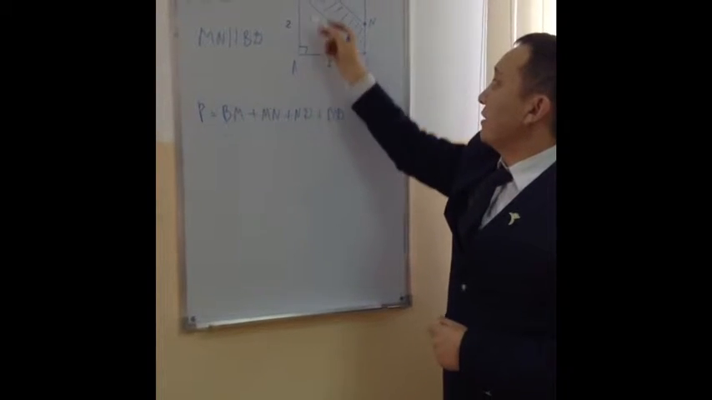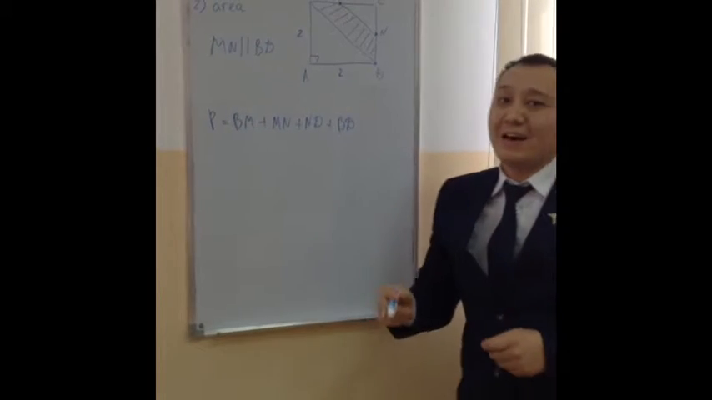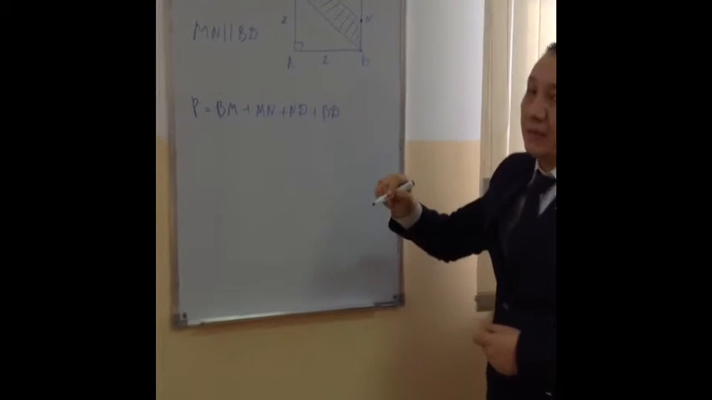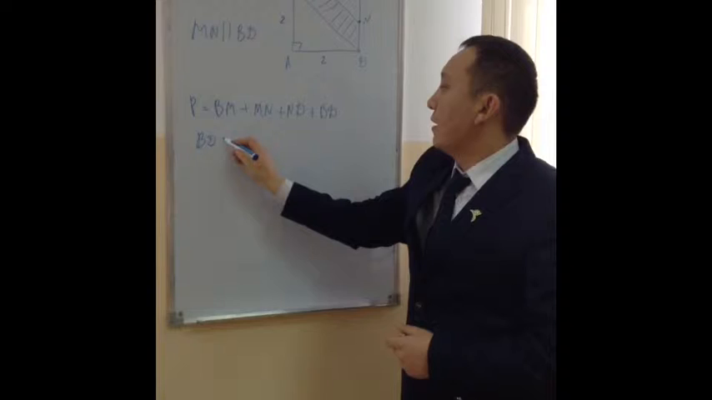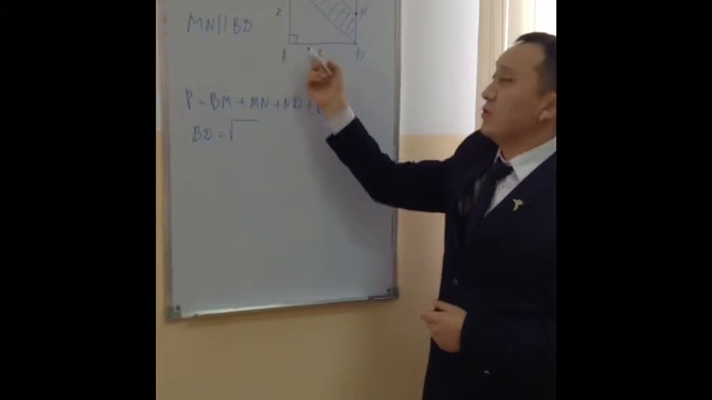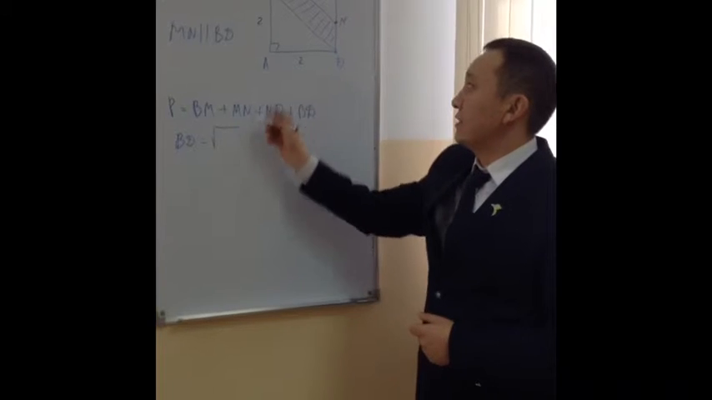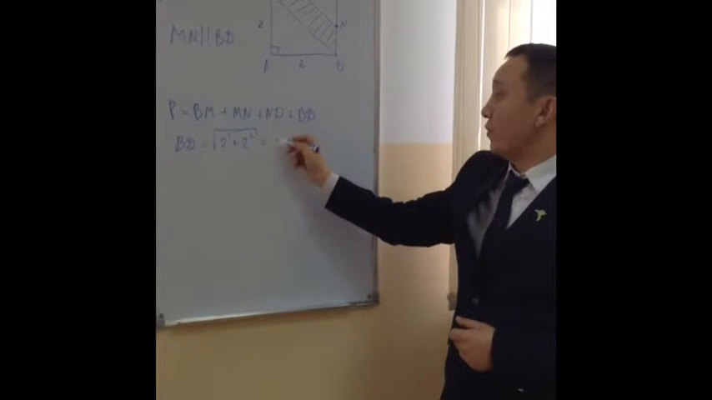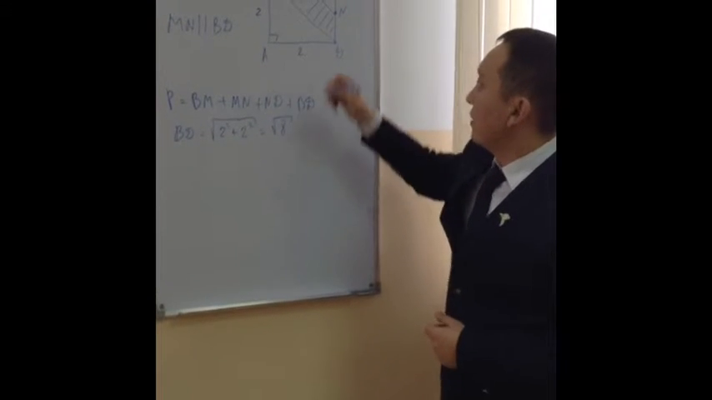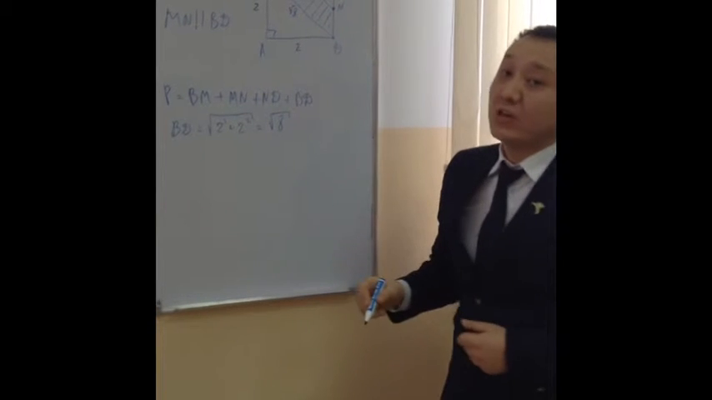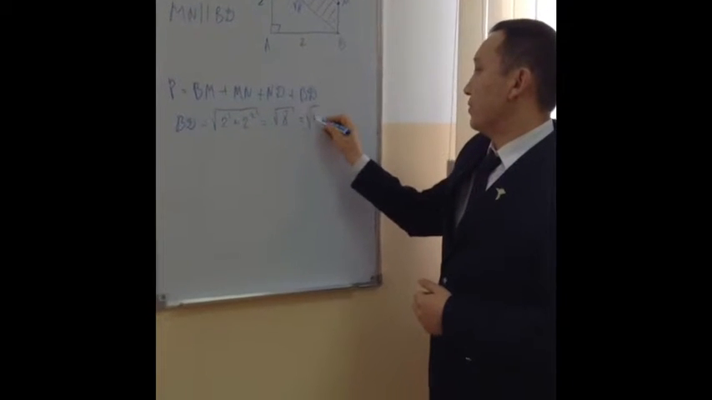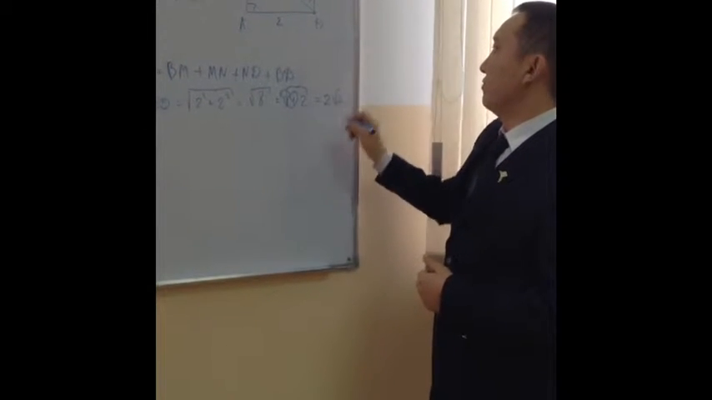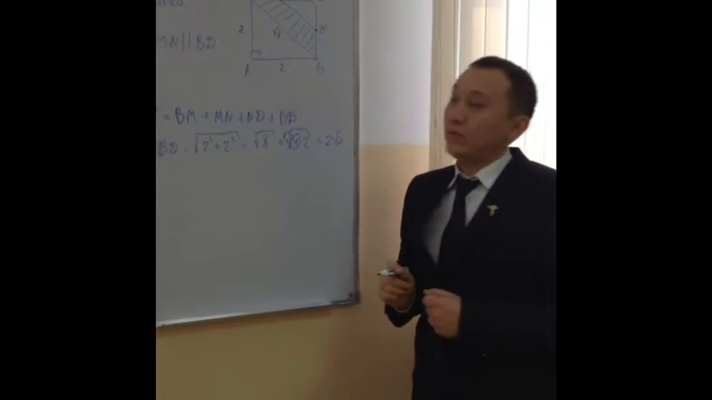As you know, triangle BAD is a right triangle. So we can use the Pythagorean theorem to find the hypotenuse, BD. BD equals the square root of the sum of these two squared sides: 2 squared plus 2 squared. So 4 plus 4, it is root of 8. We can simplify root of 8 as root of 4 times 2, and from 4 we can get 2. So 2 root of 2. So BD equals 2 root of 2.